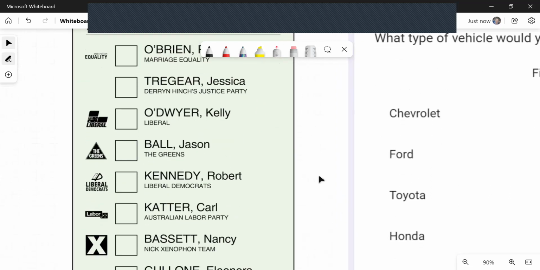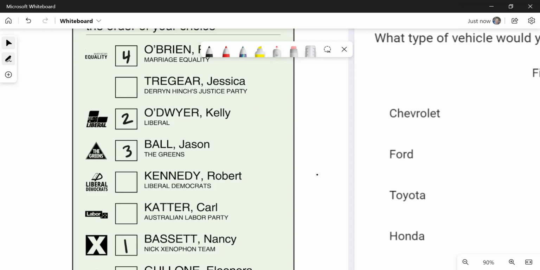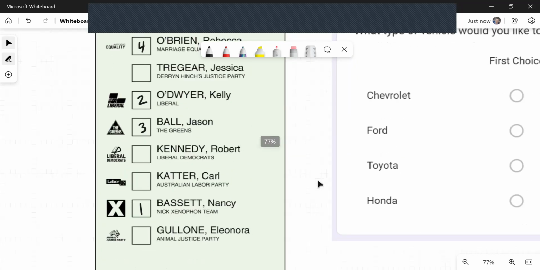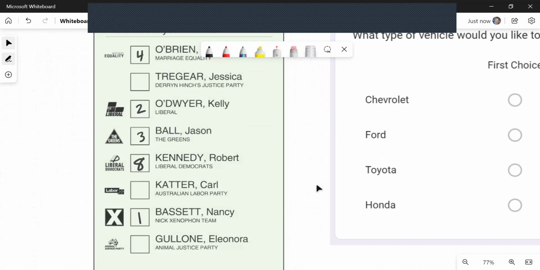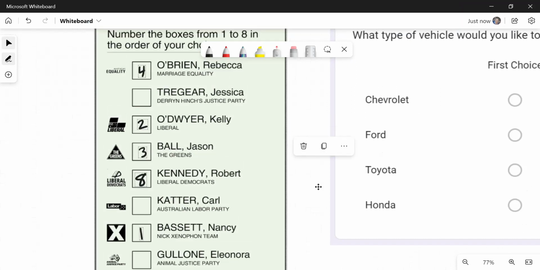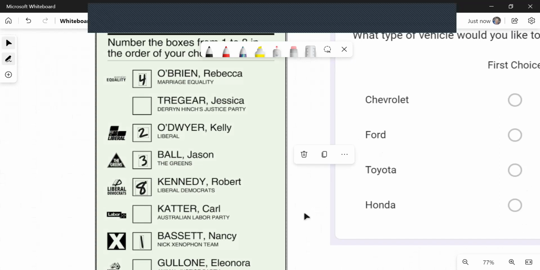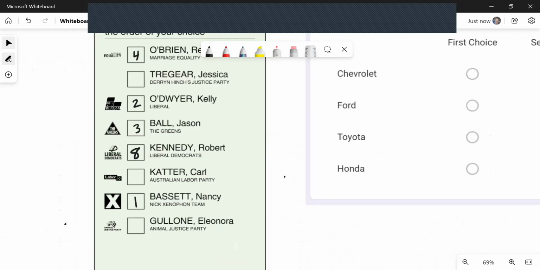Let's say I'm just going to make this up, I like Nancy Bassett as my number one. Maybe I like Kelly O'Dwyer as number two, and then number three. I would just fill out the ballot in order of my favorite preferences. Then I might pause and go, wow, who do I dislike the most? I really don't like Robert Kennedy. I'll put him number 8. I'm just making these up. I actually don't know these people at all, so if you're from Australia, don't take offense to this. And then I would finish the ballot by filling out my preferences all the way up to 8. So let's see, I want to put a 5 there, maybe a 6 here, and a 7 there, and that's what I would submit.